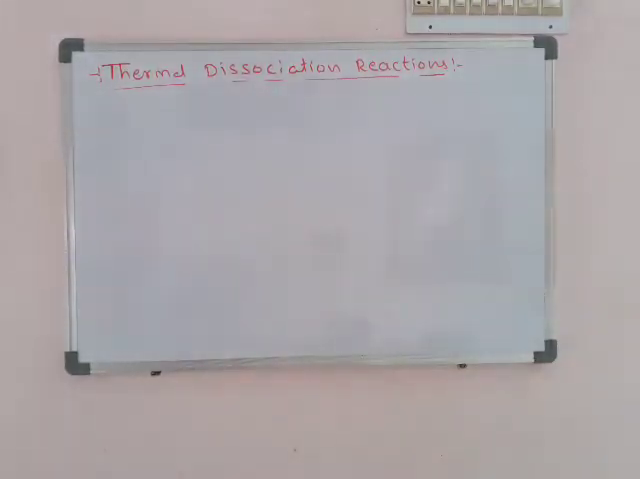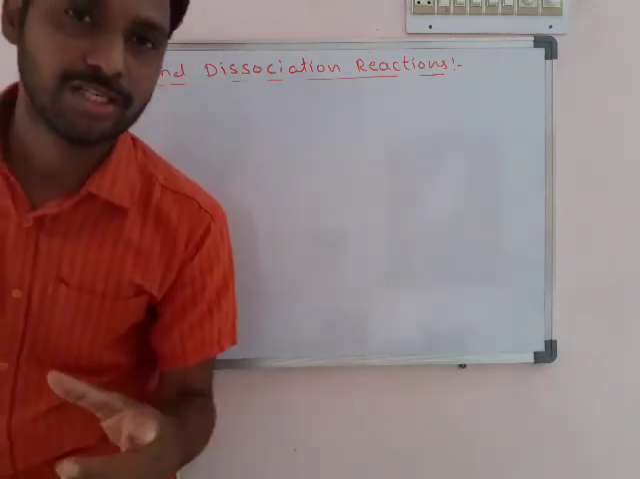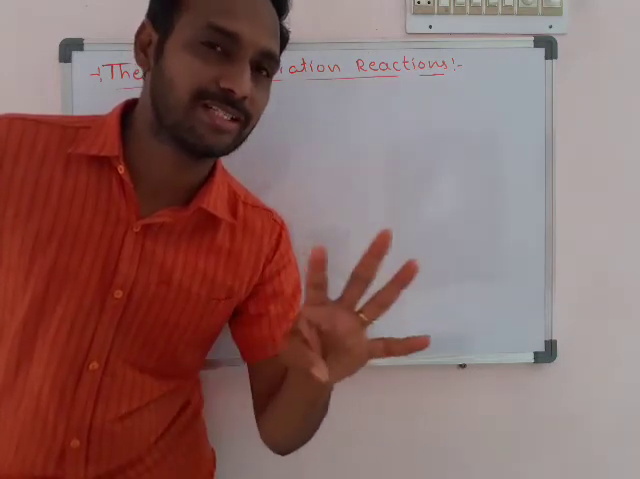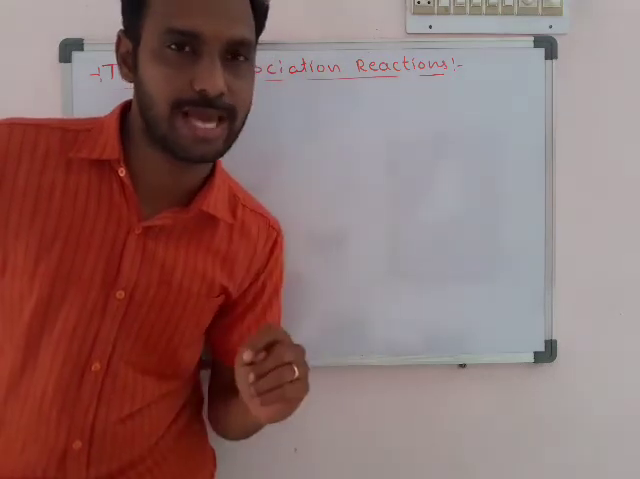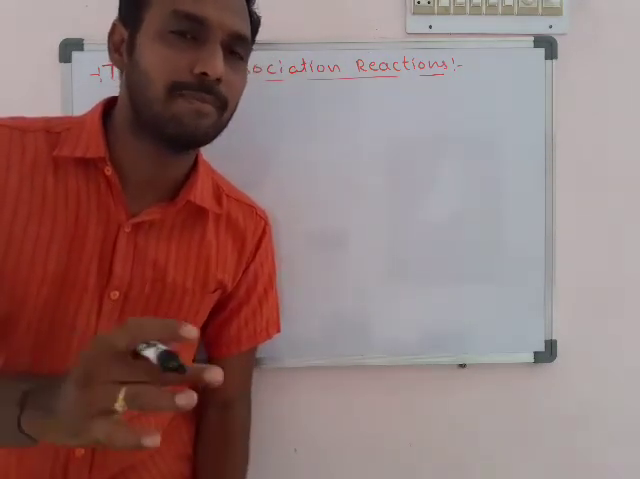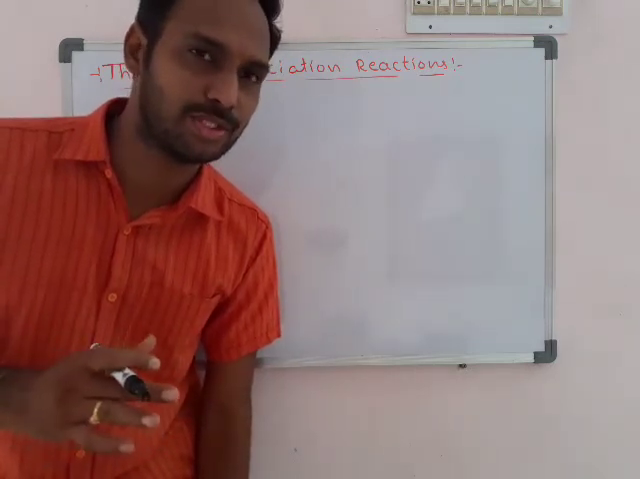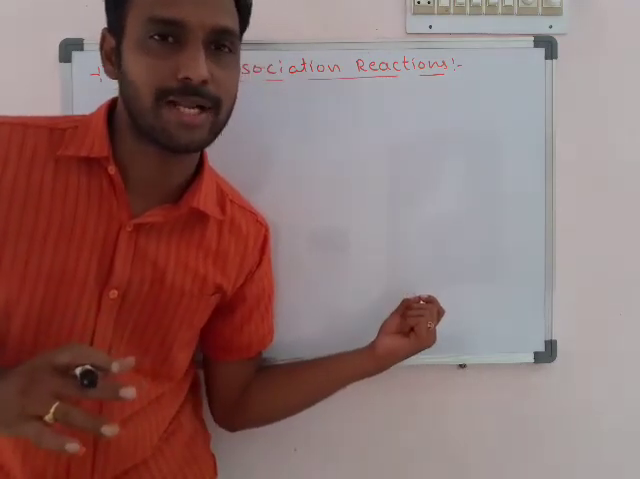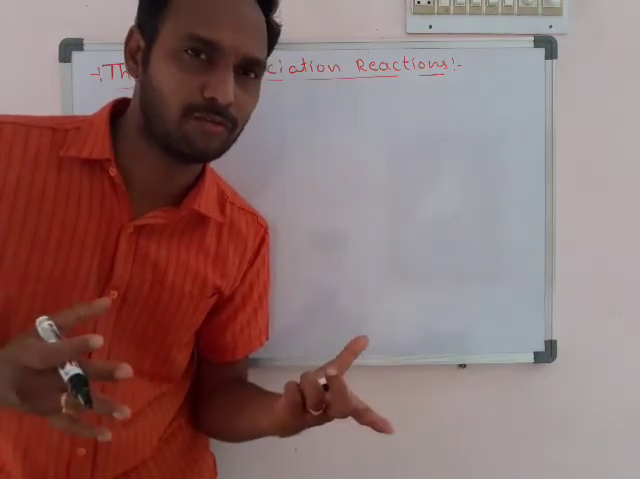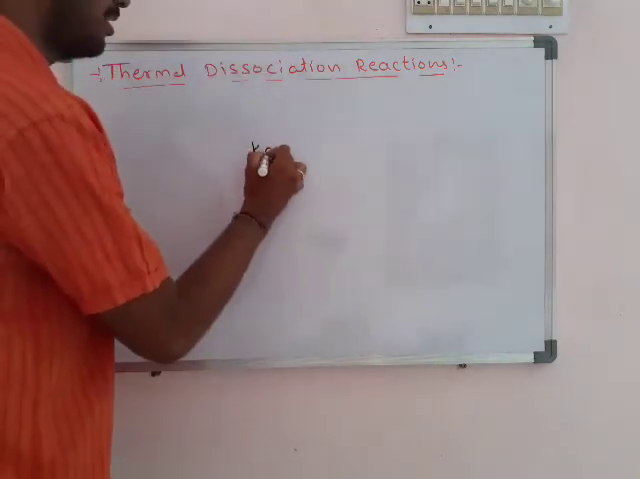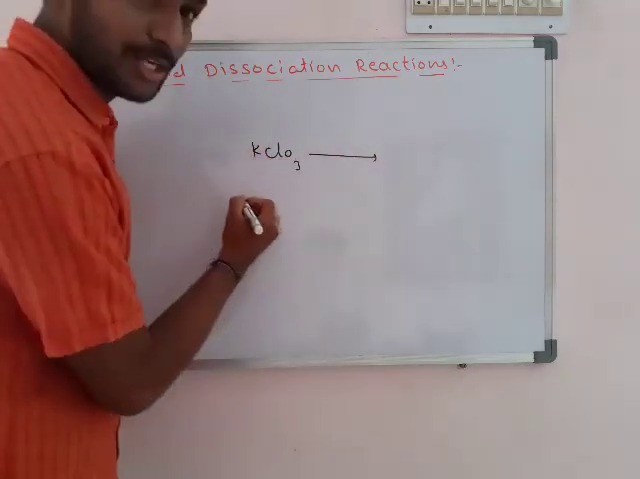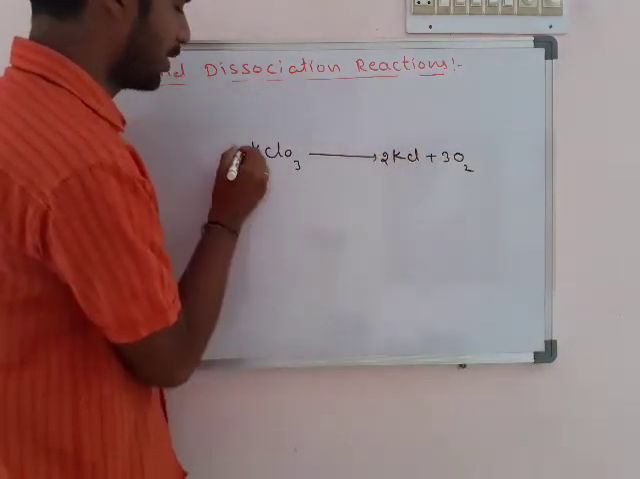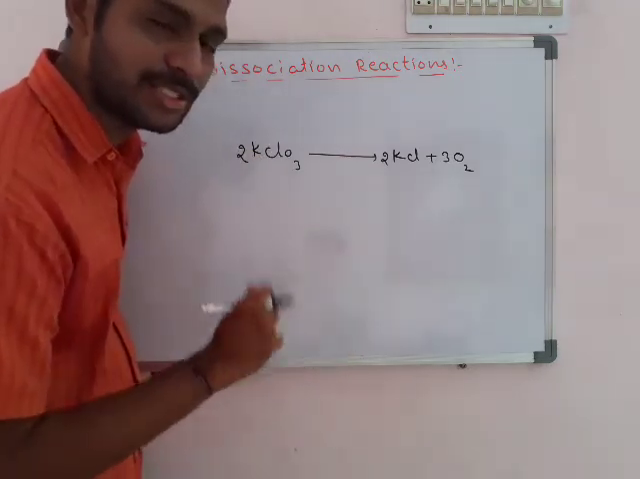So what is the difference between normal decomposition reactions and thermal dissociation reactions? Normal decomposition reactions have only one reactant and more than one product. On heating potassium chlorate, we will get KCl and oxygen, potassium chloride and oxygen. So it is treated as a decomposition reaction.